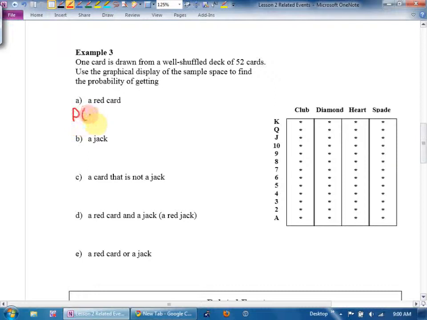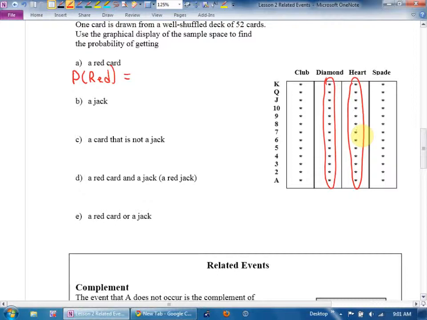a red card. What I'm going to do is circle all the red cards, and I'm doing this for a reason. So if you have your pencil and you have different colors, great. Even if you don't, we're still going to circle and just keep track of things. Now, all the red cards are those ones and those ones, because we're going to try to develop an equation shortly. What's the probability of getting a red card? Twenty-six out of 52, which I know is one half, but I'm not going to reduce.